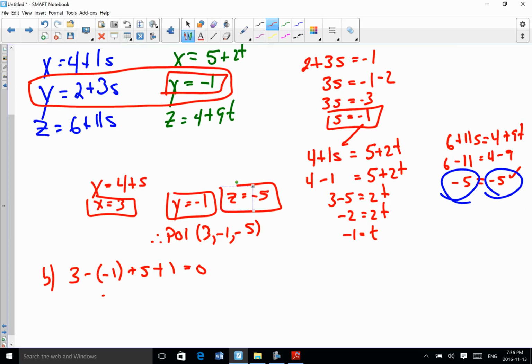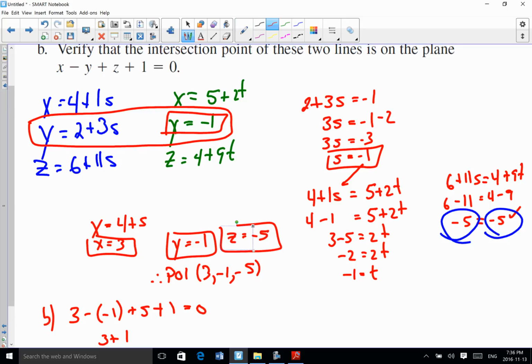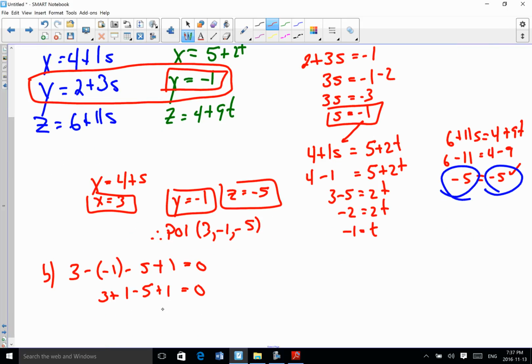That's what we're verifying. So 3 plus 1, oops, you can see I made a mistake right there, right? Because it's supposed to be a -5 for z, and I can see mine was not going to verify. So that's another way of checking your math. So -5, -5 plus 1 is 0. On the left-hand side, I get 0. The right-hand side, I get 0. That point is definitely on that plane.